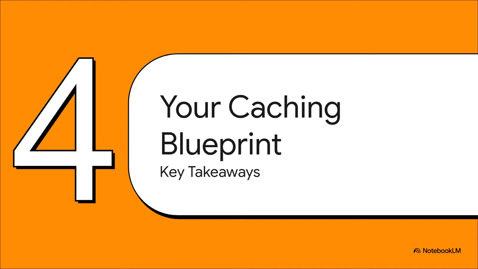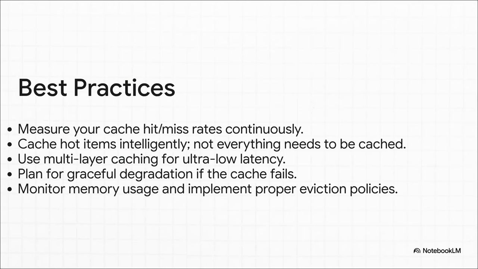So, we've gone through the why, the how, and the where. Let's pull this all together. Let's create a simple, actionable blueprint that you can take back to your own projects. Here are the golden rules. 1. Measure everything. Know your hit rate. 2. Don't try to cache the entire world. Focus on your hotspots, the data that's accessed over and over again. 3. For those hotspots, use multi-level caching to get mind-blowing speed.